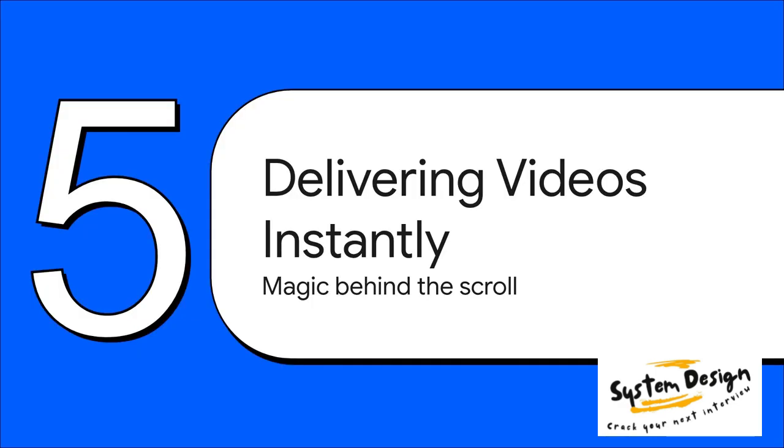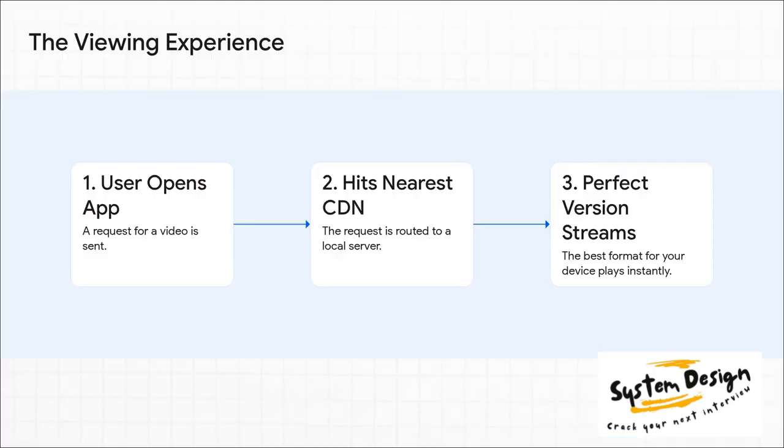And that CDN is the final piece of the puzzle. It's the secret sauce, the real magic behind that endless, instantaneous scroll that we all know. How does that video get from the library to your screen in a split second? It's actually pretty simple in concept. When you open the app, your phone doesn't have to reach out to a server halfway across the planet. Nope. It just sends a little ping to the nearest CDN server, maybe just a few miles away. That server instantly sees what kind of phone you have, how good your connection is, and immediately starts streaming the perfect version of the video right to you. That's why it feels so fast.